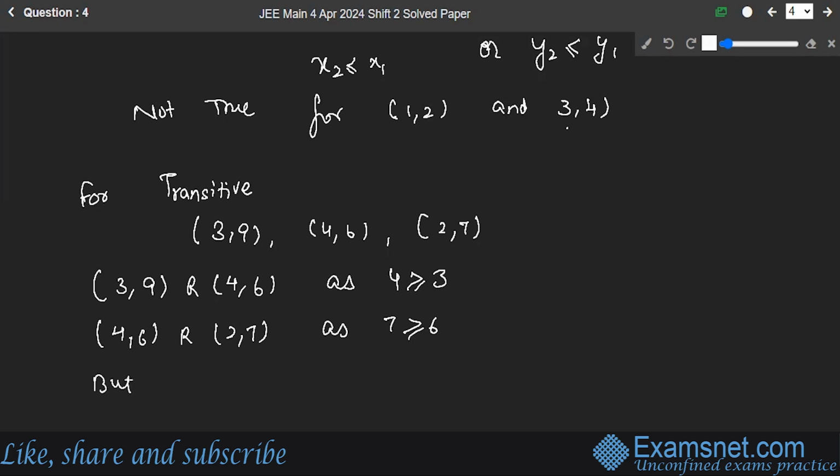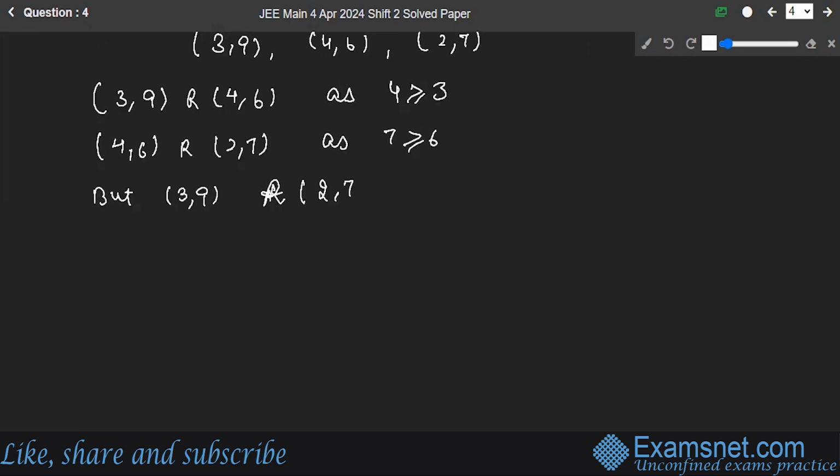But if I take (3, 9) and its relation with (2, 7), right? Neither 2 is greater than or equal to 3, nor 7 is greater than or equal to 9. Both are wrong, right? That means it is not transitive.